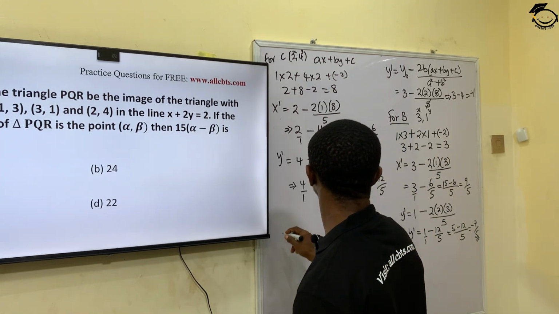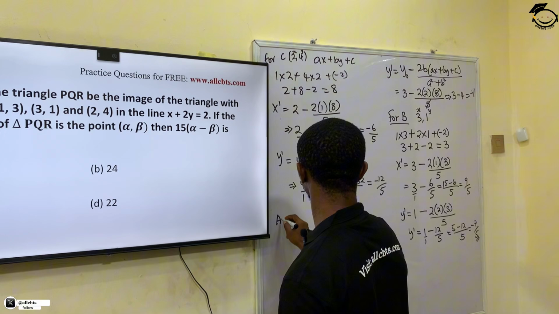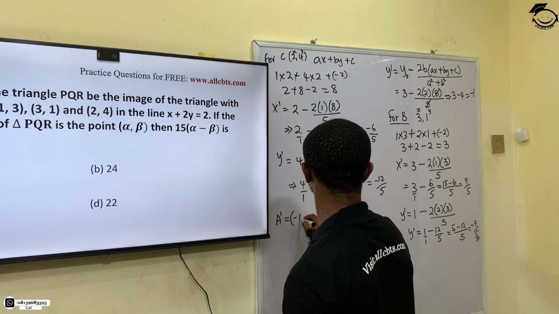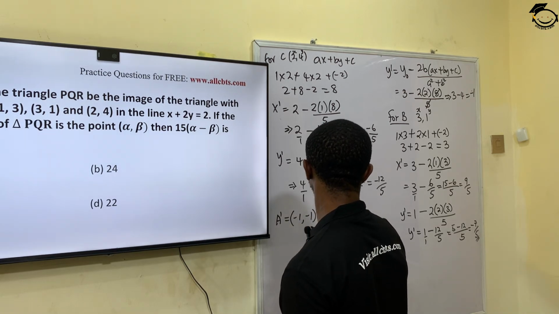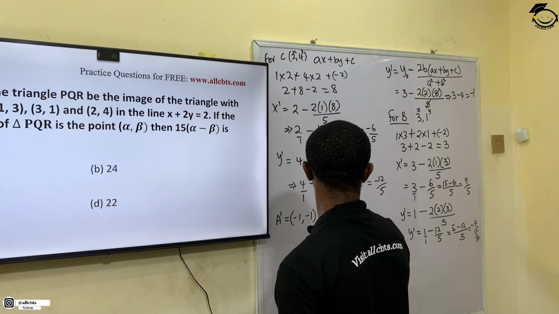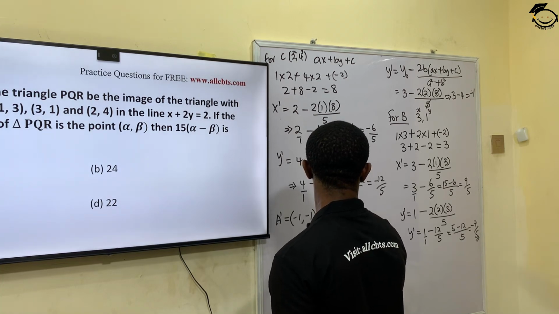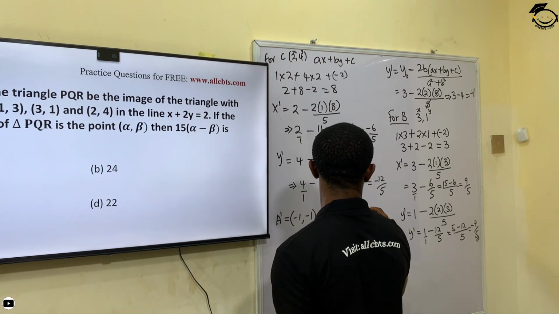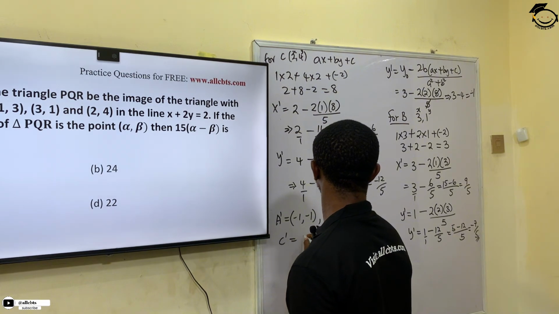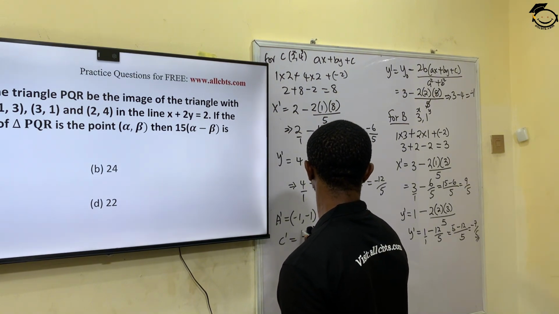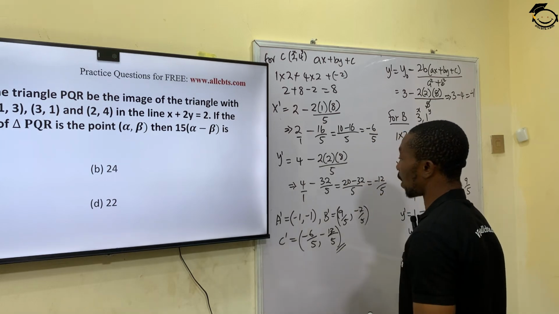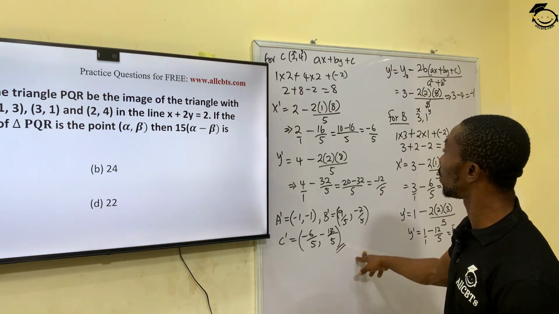So from here, we can see that for A bar, we have it as minus 1 and minus 1. Then for B, we have it as 9 over 5 and minus 7 over 5. And for C, we have it as minus 6 over 5 and minus 12 over 5.